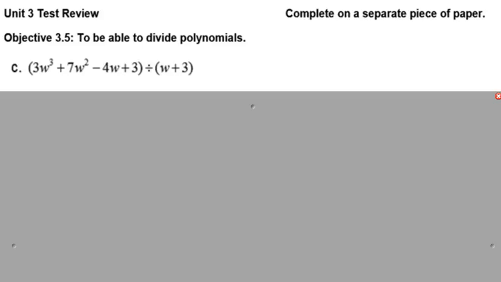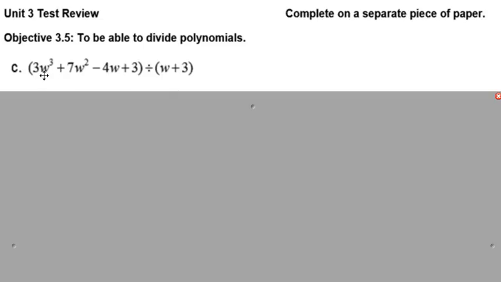Objective 3.5, to be able to divide polynomials. When we're working with our polynomials, again, we said we want to see what type we're working with, and so we've got a cubic and a linear. Again, you always want to scan your polynomials and see if any terms are missing. If so, you want to write them with a 0 as a placeholder.